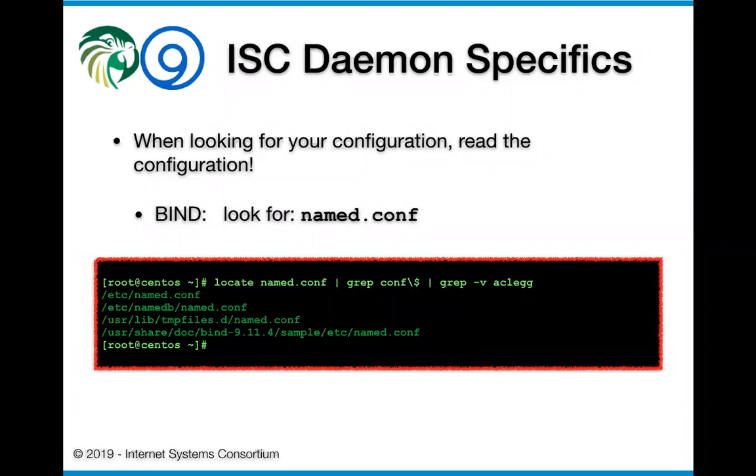For named or for bind, you want to look for the file called named.conf. In this case, I did a locate of named.conf, and again, I did a grep so that it only shows me the ones that have the word conf as the last word at the end of the line. And I needed to get rid of the stuff that was in my home directory. So we see the locate, the grep, and the grep -v. And in this case, we see that there is an /etc/named.conf. We see an /etc/namedb.conf. We see a /usr/lib/tmpfiles.d/named.conf, and then we see something in documentation.